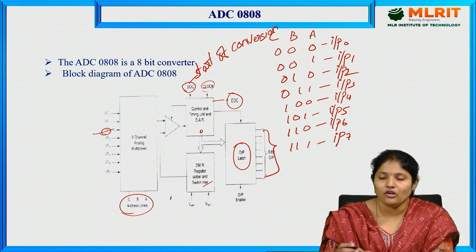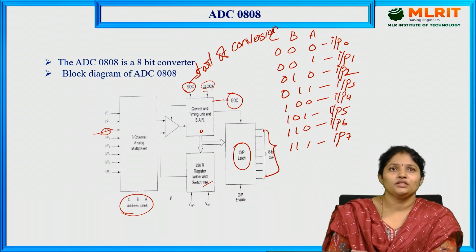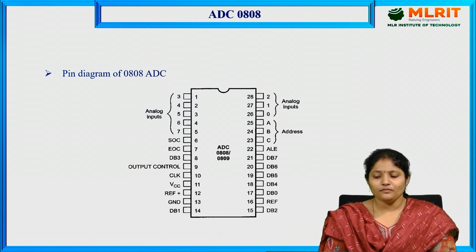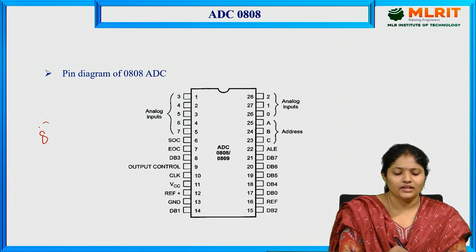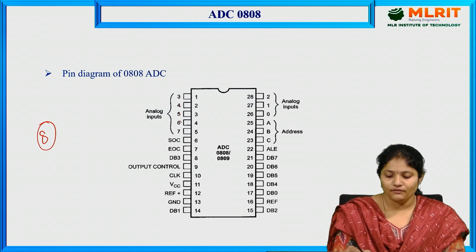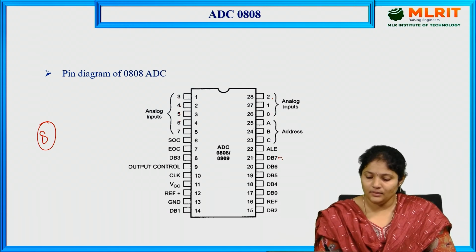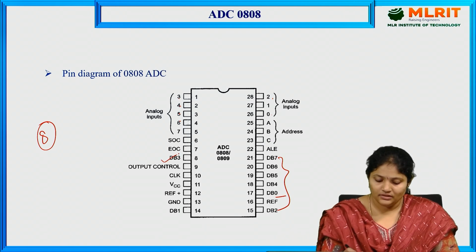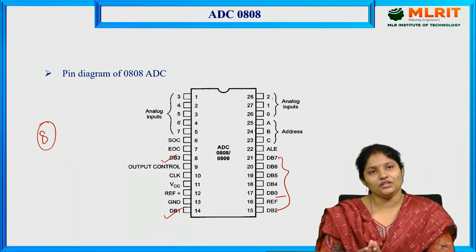So this is the output latch or output buffer of an ADC 0808. Now coming to the pin diagram. How many analog inputs have we been given? Out of 8 analog inputs, 1, 2, 3, 4, 5, and these three are the inputs, and these are the digital bits, DB 0 to 7. These are the output bits, output digital data.